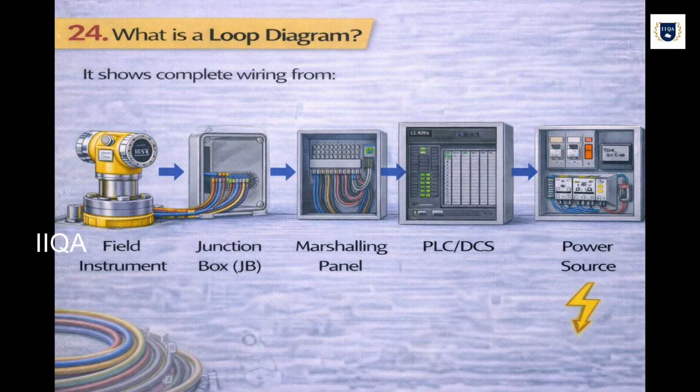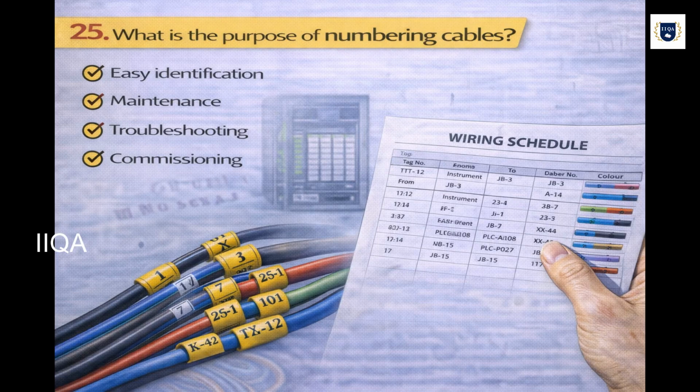What is a loop diagram? It shows the complete wiring from field instrument to junction box, to marshalling panel, to PLC or DCS, to power source. What is the purpose of numbering cables? For easy identification, maintenance, troubleshooting, commissioning.